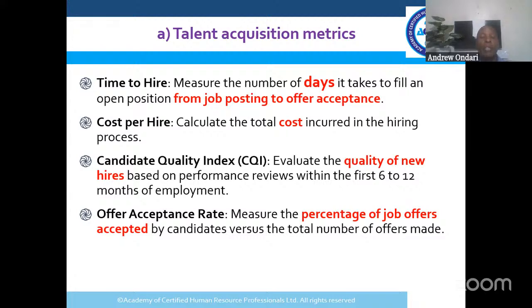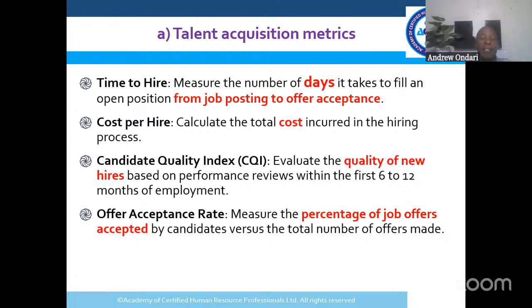This is what the candidates who are hired are producing when they are placed on the job. And how do we measure what they are producing? It's through performance reviews. So what will tell us that a person is of high quality as a result of a hire? One, they are producing the desired results, or they are meeting targets. That will show that there was quality. Two, the retention rate will be high. That is the quality of hire.